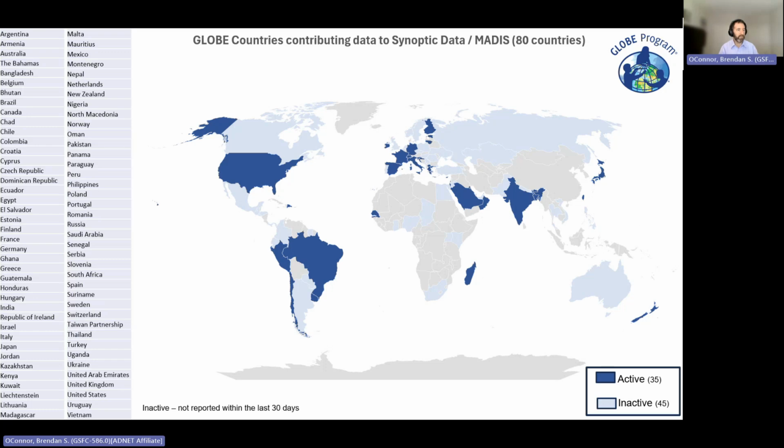The map itself, in navy, shows those countries that are actively contributing right now. The light blue are inactive, which just means that they haven't submitted data in the last 30 days. And obviously, with lots of different competing needs in life, that's not all that unexpected. And then the light gray are those countries that have not yet submitted data. On the left-hand side, you're just seeing an alphabetical list of each of the countries that have submitted data.